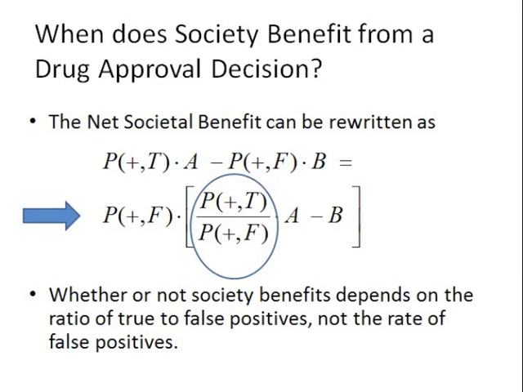We can rewrite the expression for the net societal benefit as we have here. In this re-expression, the net benefit is the probability of a false positive times the ratio of the probability of a true positive to the probability of a false positive times A minus B. So we can see here from this re-expression that whether or not society benefits from an approval decision depends on whether or not the factor in brackets is positive, and in particular, whether or not the ratio of true positives to false positives is sufficiently great in comparison with A and B.